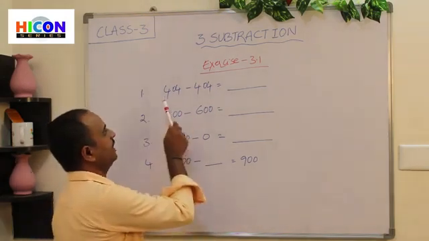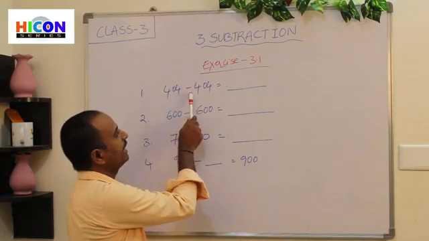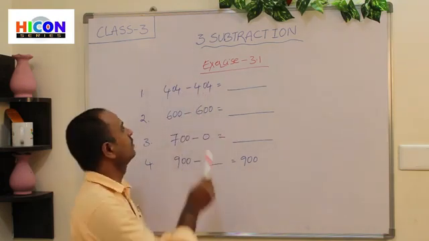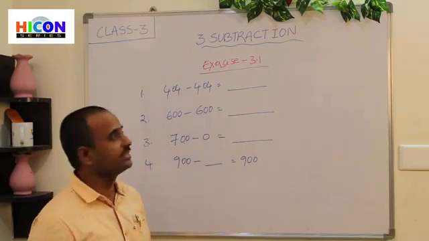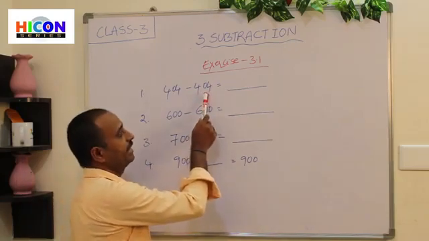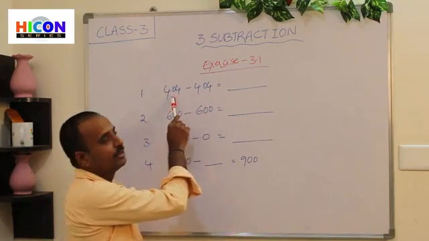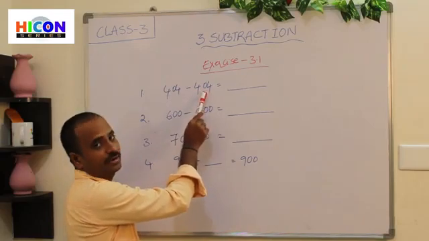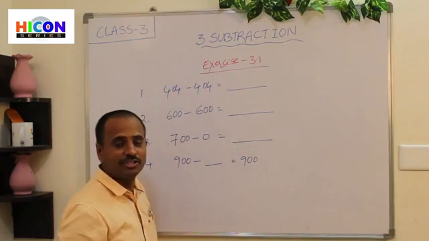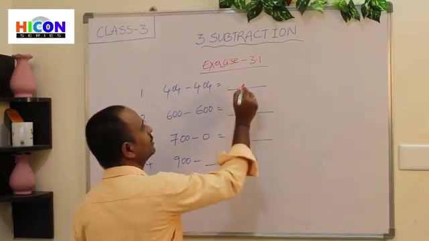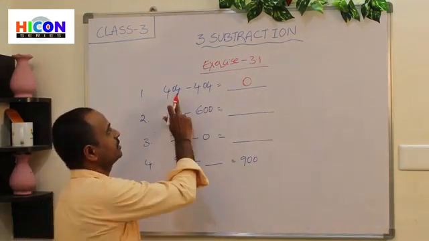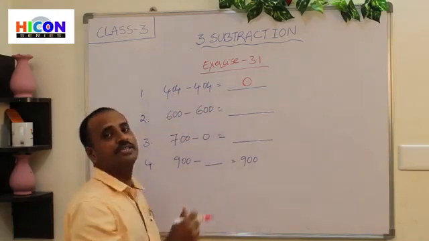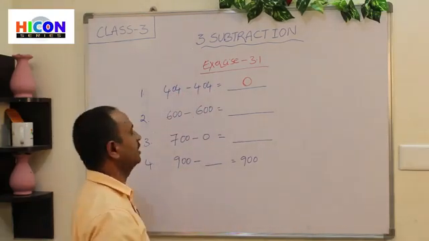See the first subtraction, 404 minus 404. That means we are subtracting a number from the same number. If we subtract the same number from the same number, the answer is 0. The answer is 0. So according to subtraction facts, the difference between same numbers is 0. Again see the second problem.